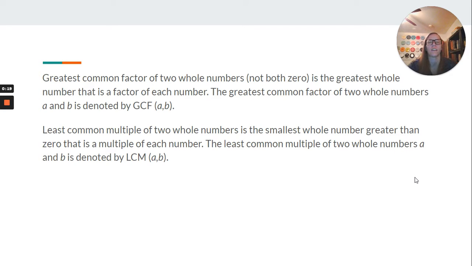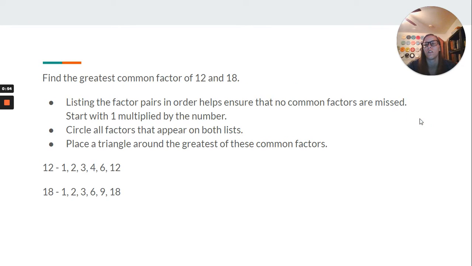The greatest common factor of two whole numbers, not both zero, is the greatest whole number that is a factor of each number. The greatest common factor of two whole numbers, A and B, is denoted by GCF, or greatest common factor. The least common multiple of two whole numbers is the smallest whole number greater than 0 that is a multiple of each number. The least common multiple of two whole numbers, A and B, is denoted by LCM, again, least common multiple. So, find the greatest common factor of 12 and 18.